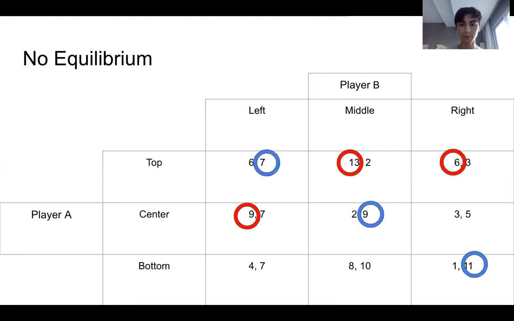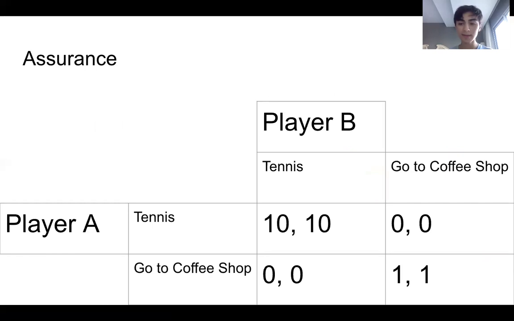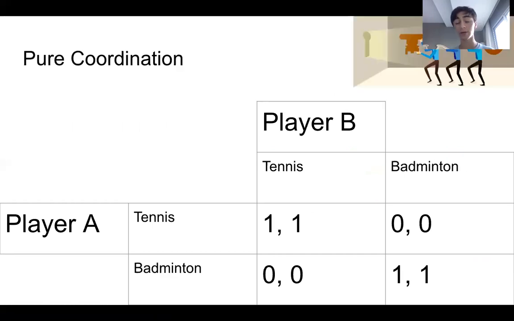Now let's go even further back to this one. In this case, there are also two Nash equilibria. Actually, that's just assurance. In assurance, there are still two Nash equilibria, but because one is clearly better than the other, both players, knowing that the other player is logical, can assume that they are both going to choose tennis. In pure coordination, however, because it is not immediately obvious which one they should choose, both players can basically do a 50-50 on which one they're going to choose. So, does that make sense?